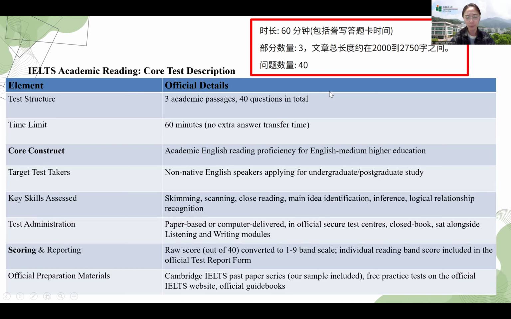To start with the basics, IELTS academic reading is a 60-minute closed book test with 3 passages and 40 total questions, delivered either on paper or computer in secure official test centers. Its core intended purpose is to assess whether non-native English speakers have the academic reading skills required for English medium university study.